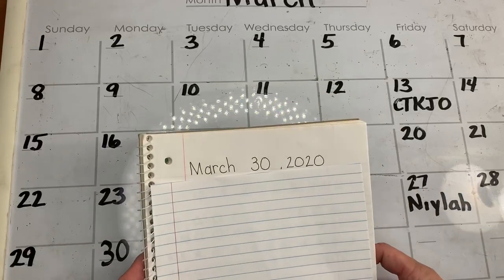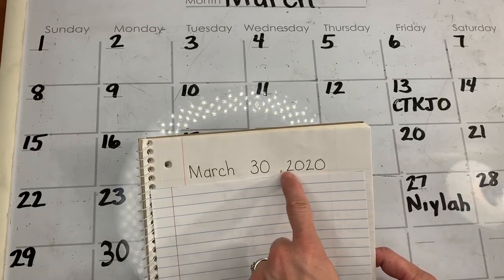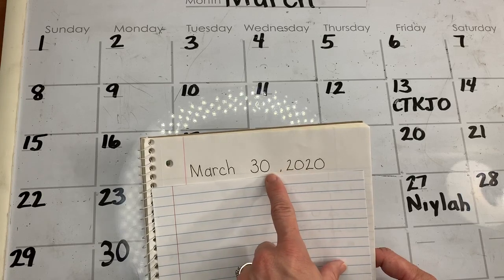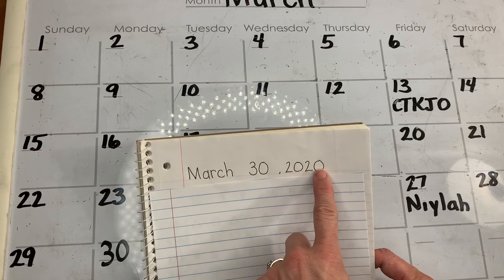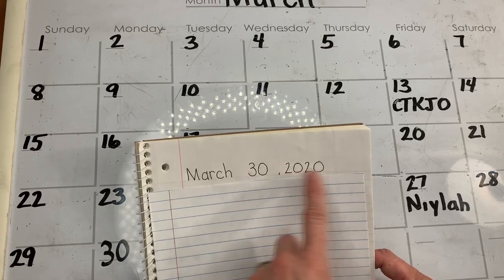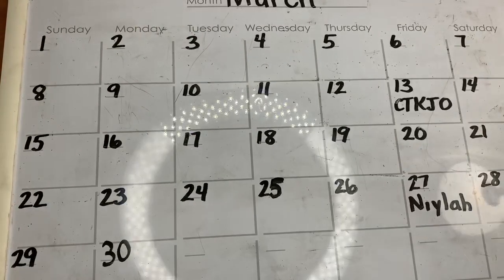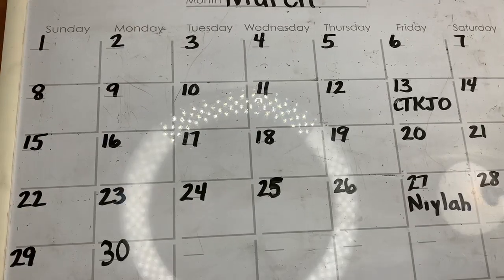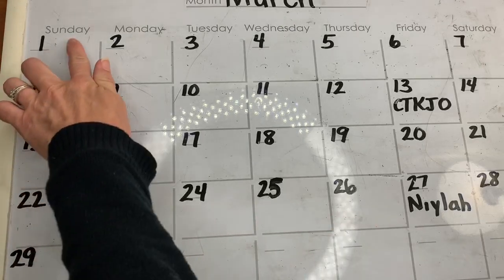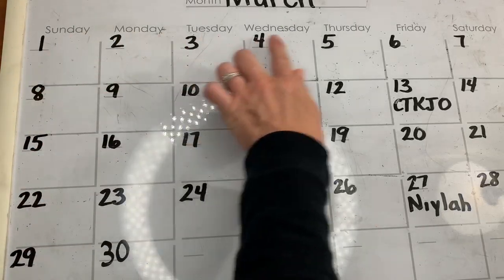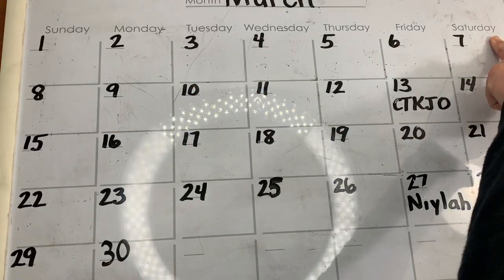March 30th, 2020. That's our year. We have a little comma in there. Mine is over a little far, but little comma that separates the numbers for the day and the year. You might choose to write the year, or you might choose to write the days of the week. Let's do that next. There are 7 days in a week. Sunday, Monday, Tuesday, Wednesday, Thursday, Friday, Saturday.